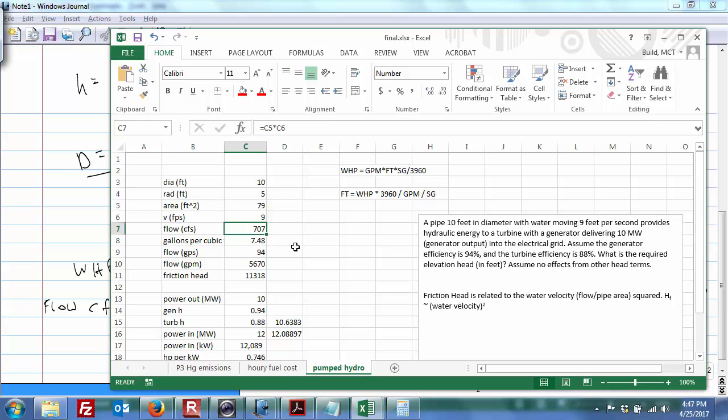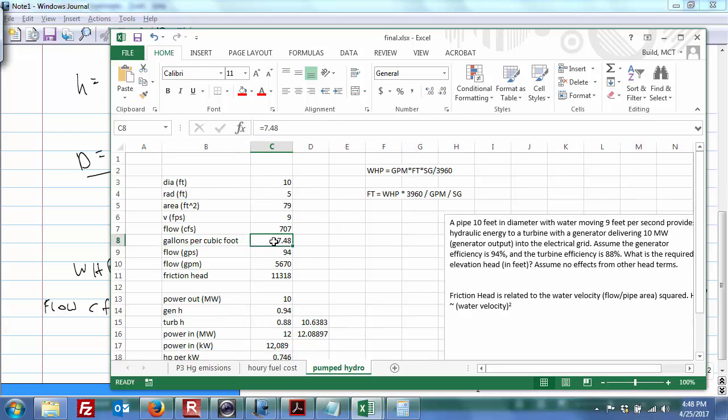There are 7.5 gallons per cubic foot. So that gives us 5,300 gallons per second. Multiplied by 60, that gives us 318,000 gallons per minute. So the friction head, so gallons per minute is going to be the horsepower.